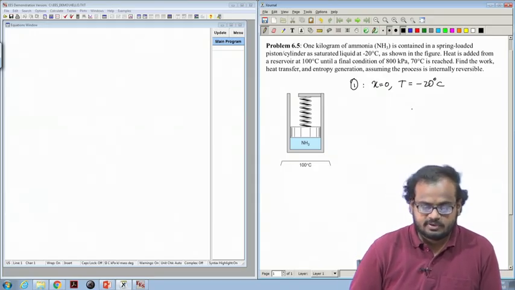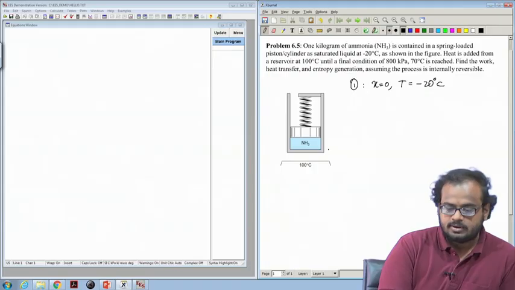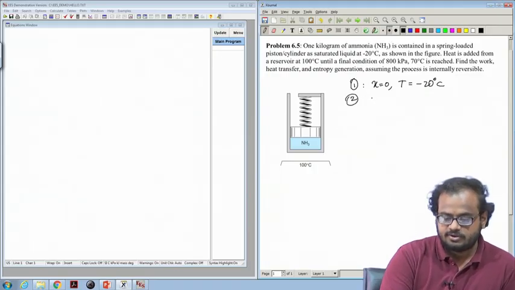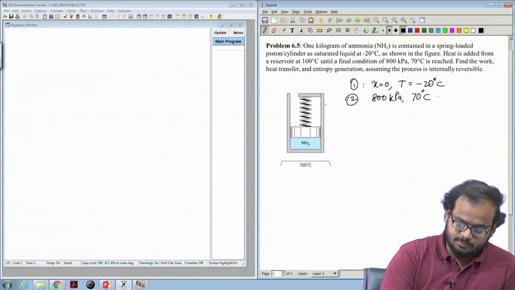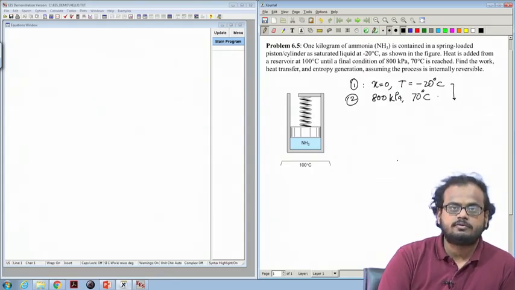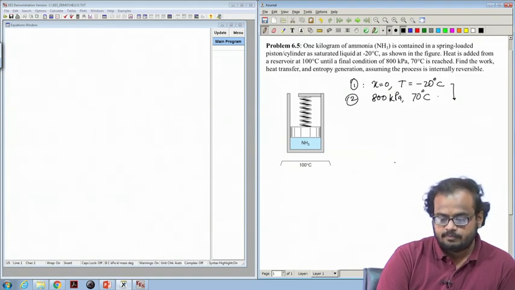Heat is added from a reservoir at 100 degrees Celsius until the final condition of 800 kilopascal and 70 degrees Celsius is reached. The question is to find the work done, heat transfer and entropy generation, assuming that the process is internally reversible. So, for this particular process going from 1 to 2 there is no entropy generation. The meaning of internally reversible is this.